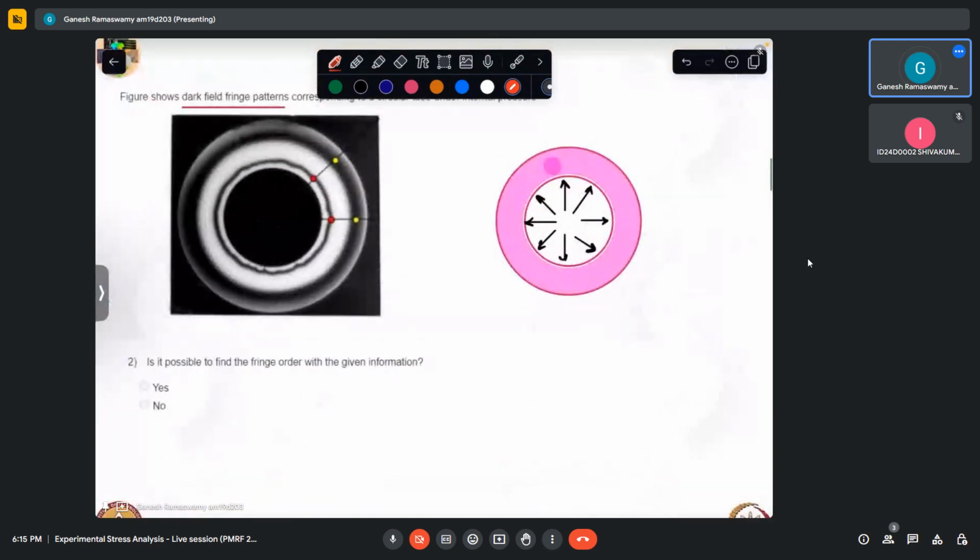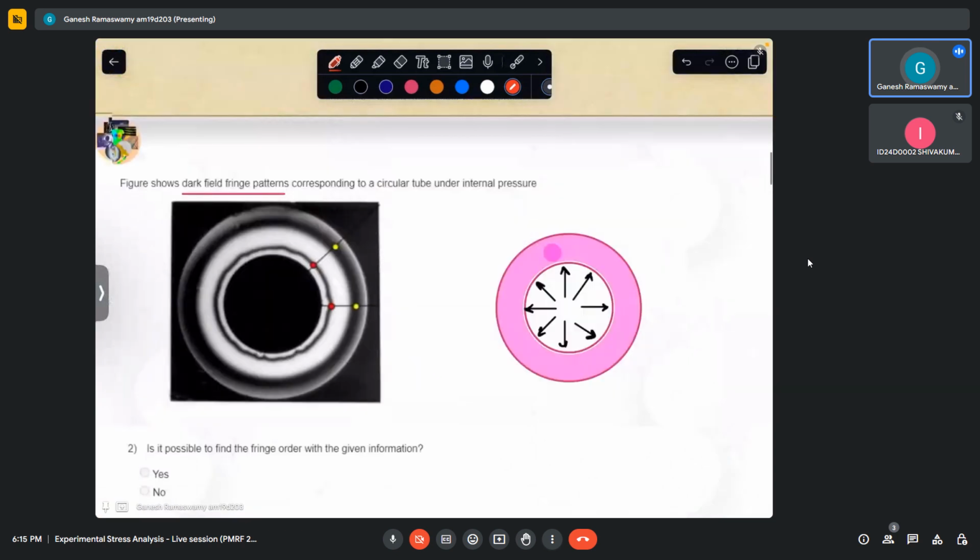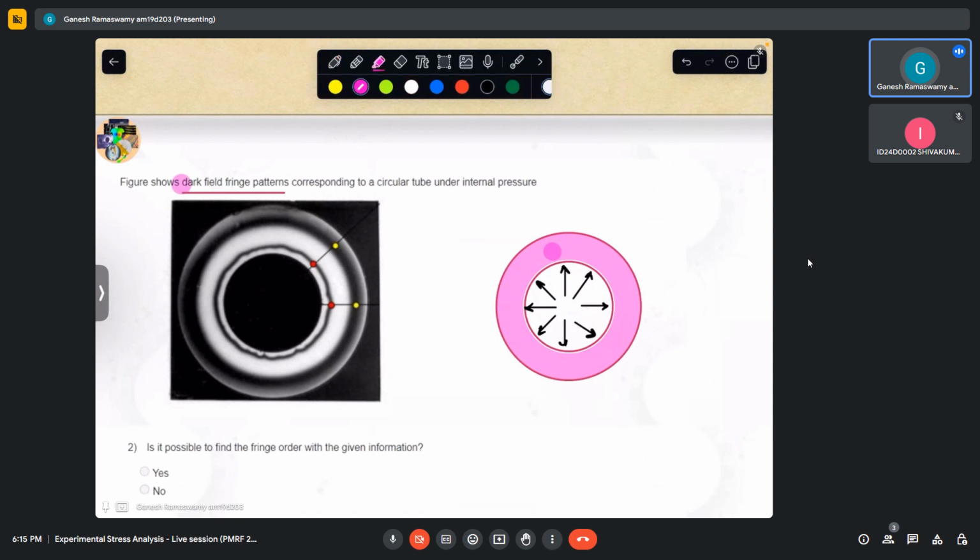It is asking if it is possible to find out the fringe order with this given information. So, what have we been given? We have been told that this is a dark field isochromatic plot. So, this tells us that the fringe orders are integers as 0, 1, 2 and so on. So, that is the information provided by the dark field fringes corresponding to a circular tube under internal pressure. From the mechanics of the problem, it is a circular tube. Basically, it is a thick cylinder subjected to an internal pressure.